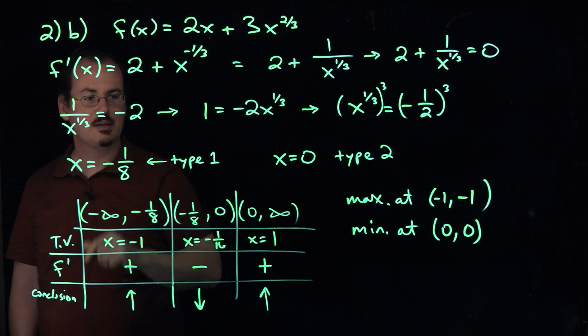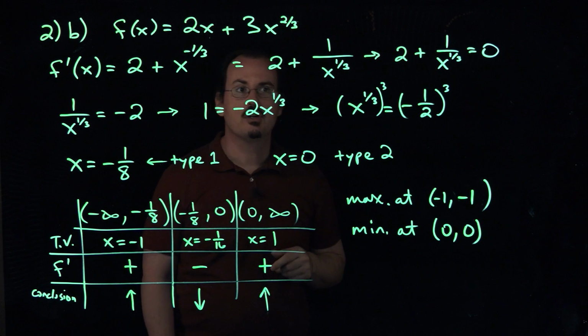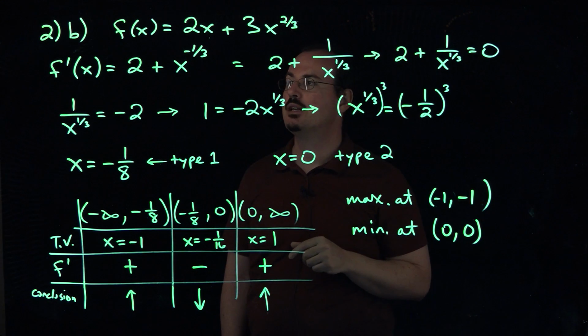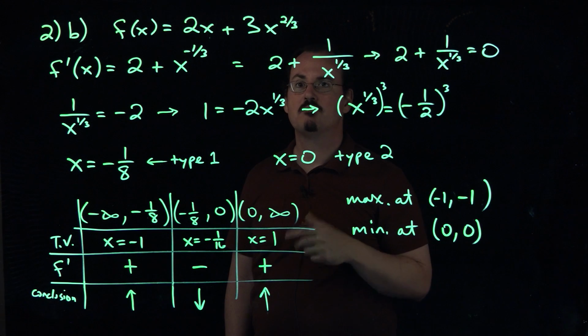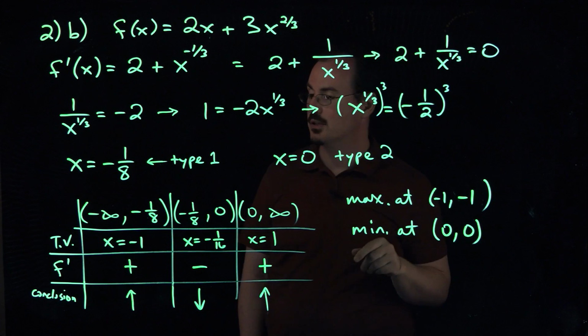-1/8. That's a type 1 critical number. That's the kind where the derivative is equal to 0. We also have to notice that in our derivative, we've got an x to the 1/3 in the denominator there. If I plug in 0 there, then the derivative becomes undefined. So that is also a critical number. That's the type 2 critical number.